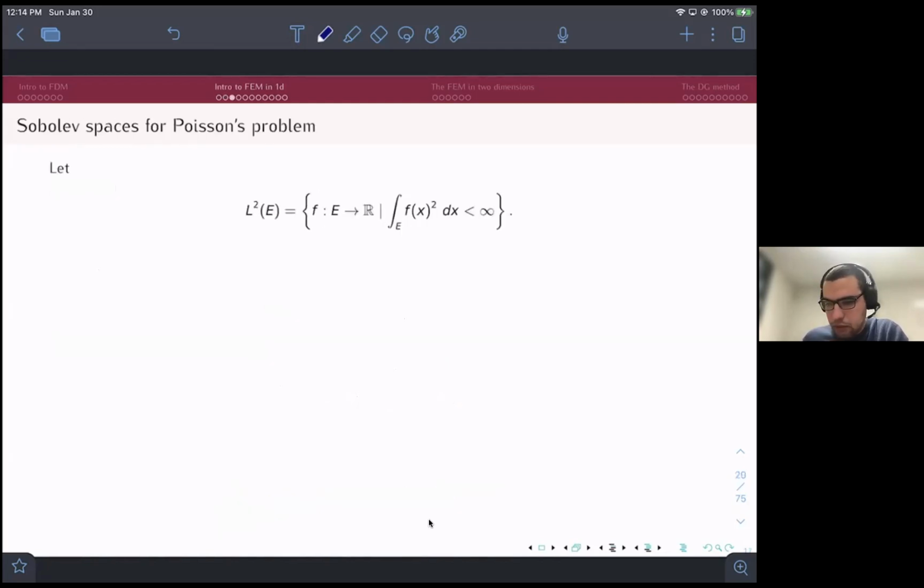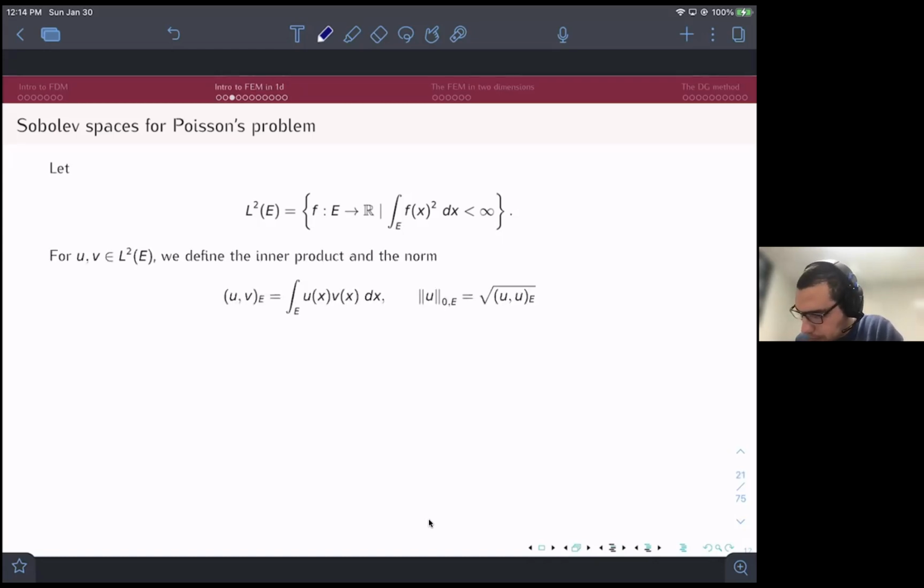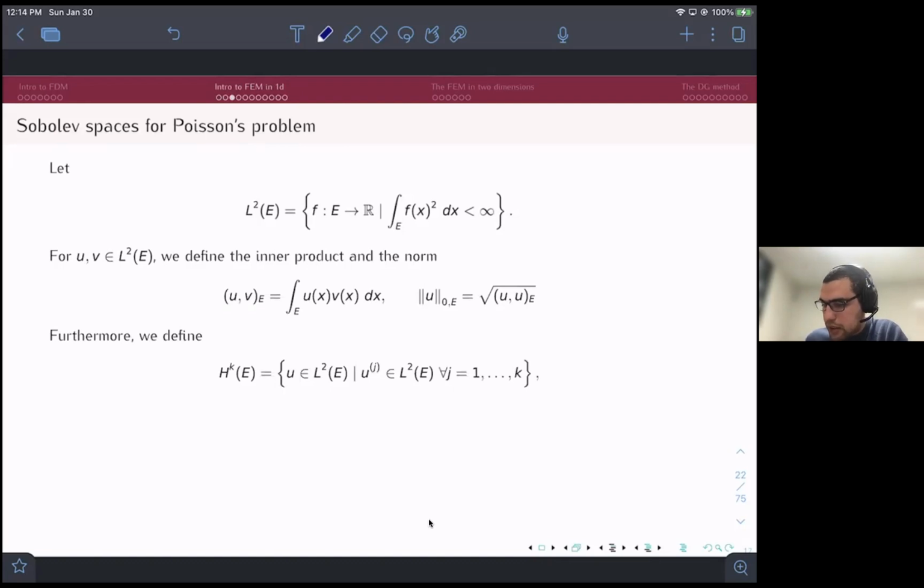So let's make it a little more rigorous. We'll define our L2 space to be the space of functions that are square integrable. And we have an inner product on this space, and we have a norm on this space. And then we can define a Sobolev space, H^k. And H^k is a space that consists of functions u that are in L2, and also the jth derivative is in L2 for all j's from 1 to k. So first derivative is in L2, second derivative is in L2, up to k.